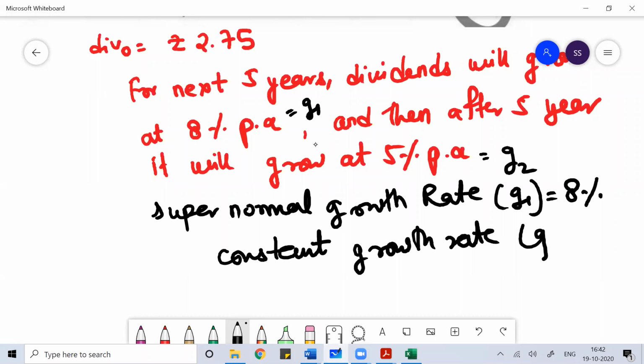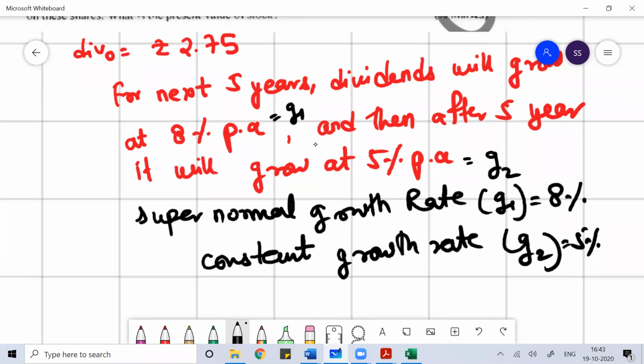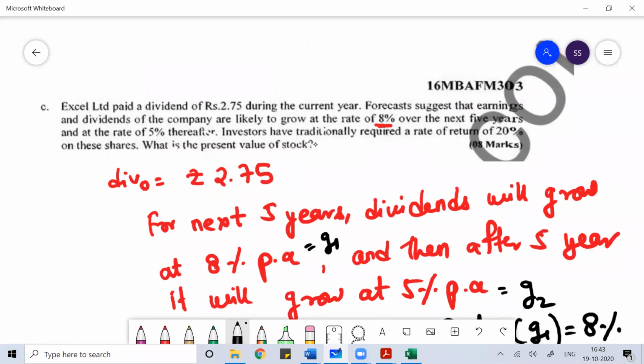Okay, so this I'm calling a G2. You can understand here two growth rates are mentioned. That's why I'm calling this a supernormal growth rate, and that is the reason I'm calling this a two-stage growth rate model.